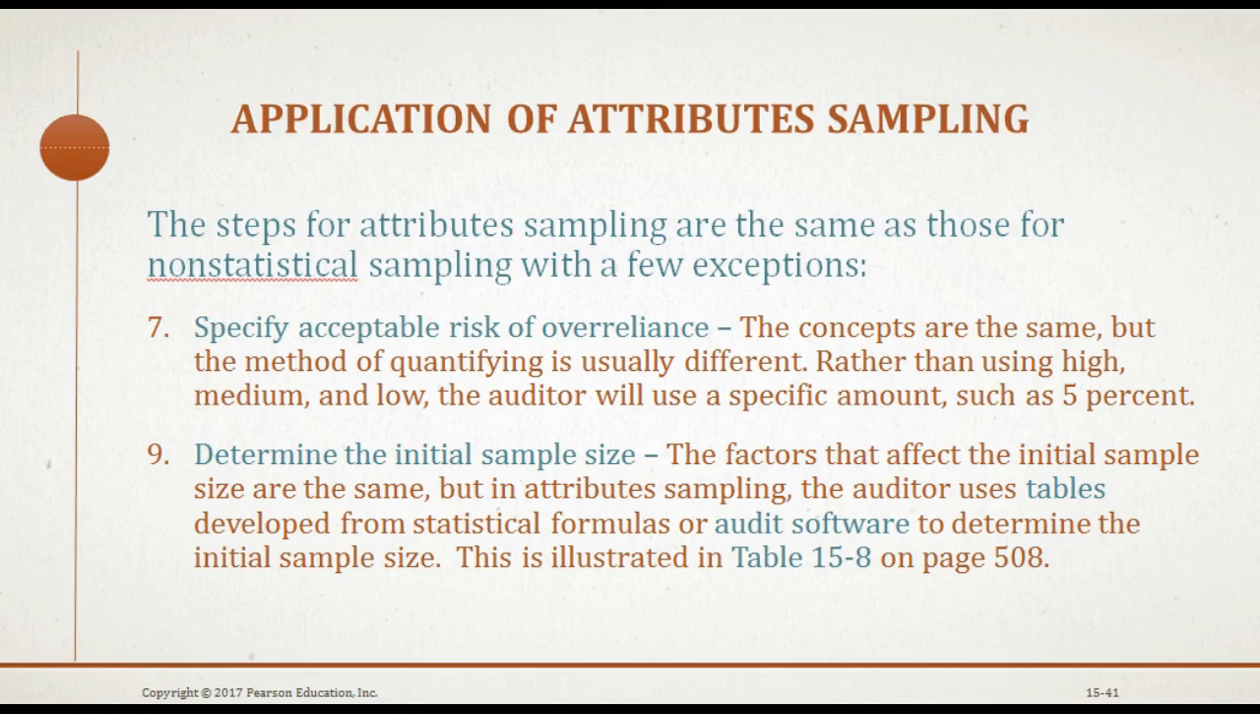The other exception is the determination of the initial sample size. The factors that affect the initial sample size are the same, but in attribute sampling, the auditor uses tables developed from statistical formulas or from audit software to determine the initial sample size to use for the audit. This is illustrated in Table 15-8 on page 508 of your textbook.